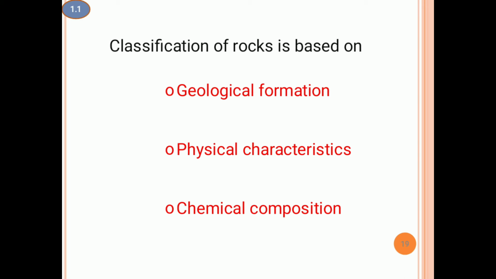Coming to the classification of rocks: based on the geological formation, based on the physical characteristics, and based on the chemical composition. Basically, the geological formation is nothing but the origin of the rocks. In the geological classification we will study how rocks are classified based on origin. Second comes the physical characteristics, based on the physical nature, and third comes the chemical composition, based on what minerals are present. Based on the mineral compositions you can classify the rocks. Initially we will see about the geological formation.